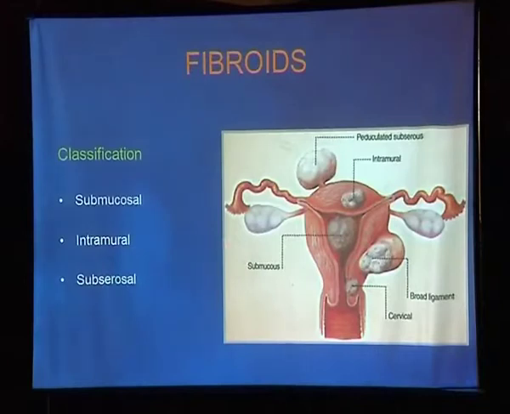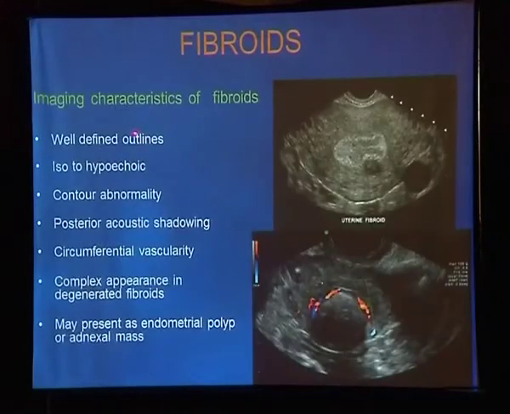So I don't have to go back into this. You all know these types of fibroids, and they're based on their location. I just wanted to show you that most of the fibroids are well defined, and they're hypoechoic compared to the rest of the myometrium. Most often they produce a contour abnormality. When they're close to the endometrium, they press on the endometrium.